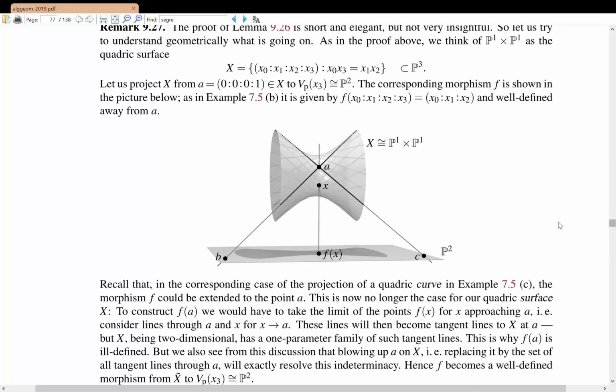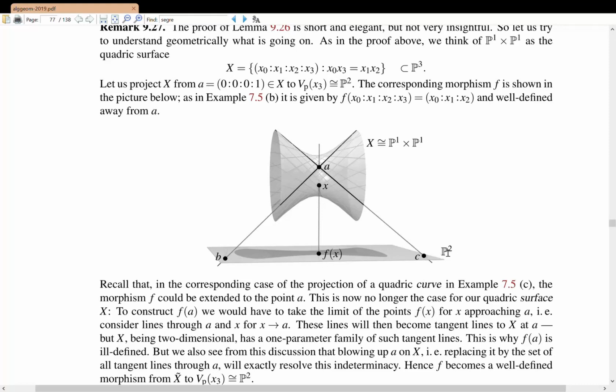All right, now let's look at this picture here, which is going to represent the map that we were just talking about. So here's our X isomorphic to P1 cross P1, and it looks like this surface here. We're going to project it down to the plane P2 by doing a projection from a point A. This is the point that we blew up, but we're not going to blow it up yet. We're just going to define this map. So for any point X on the surface, so here's an example X, you draw a line between A and X, and then that line will intersect this plane, this P2.